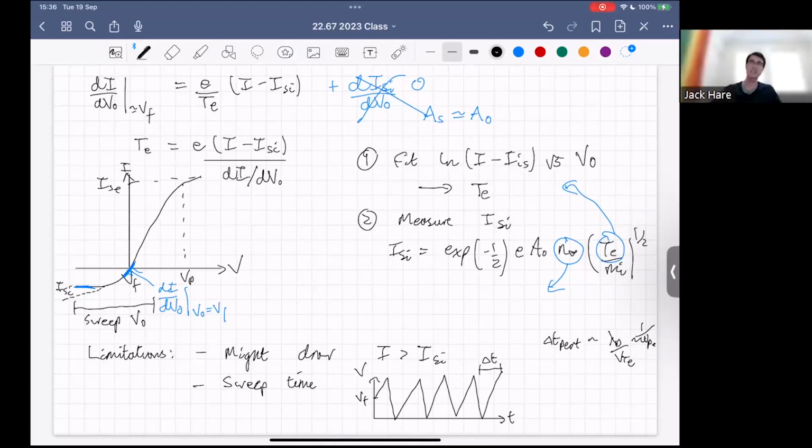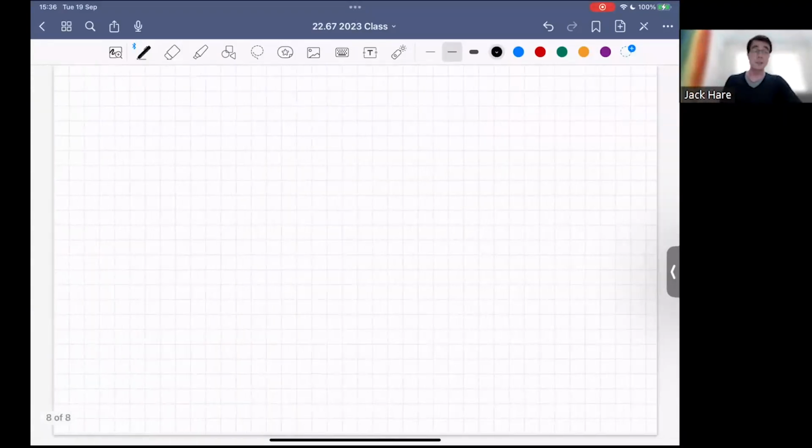Okay, I'm going to keep moving because I got a few more things to get through in the next 20 minutes or so. So let's power on. The next probe we can consider is called the double probe. The previous one we're going to retroactively rename the single probe.